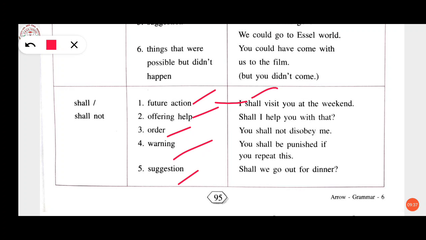Offering help: Shall I help you with that? You are offering help to someone. Then order: You shall not disobey me. This is a kind of order. Then the fourth one, warning: You shall be punished if you repeat this. Then for suggestion: Shall we go out for dinner?